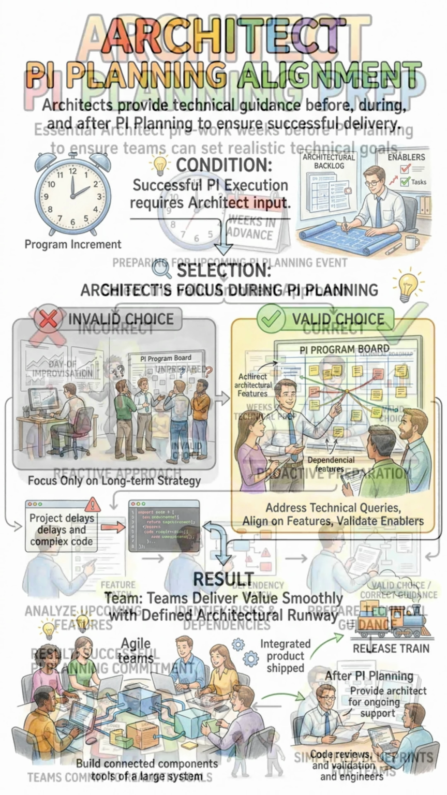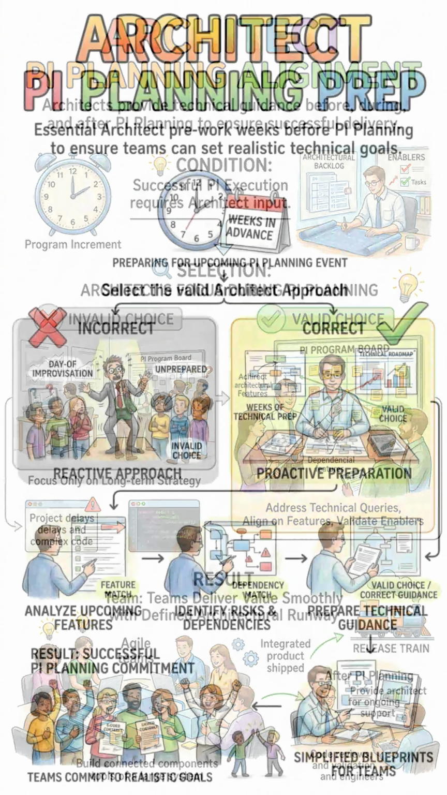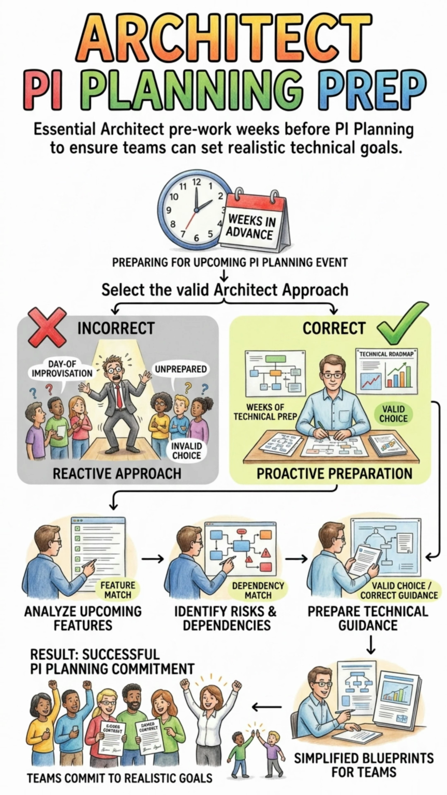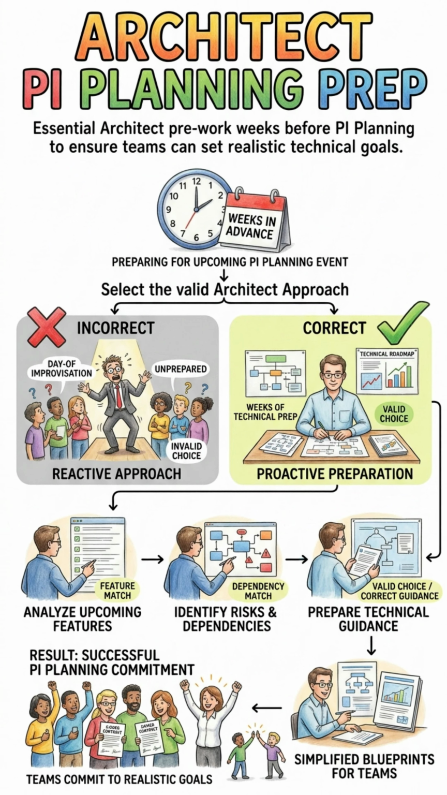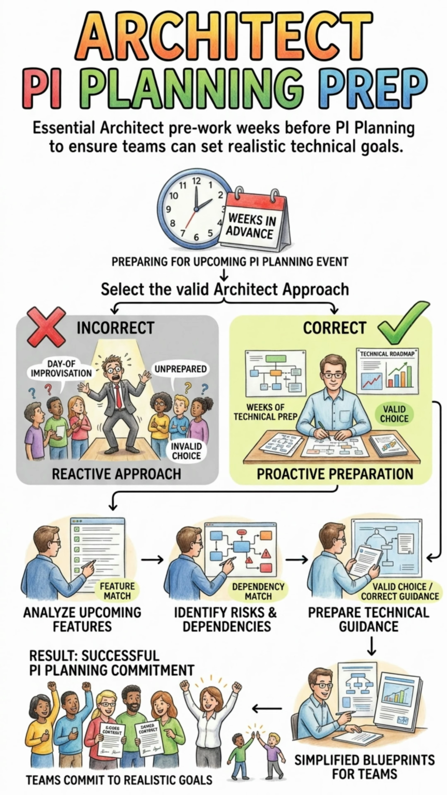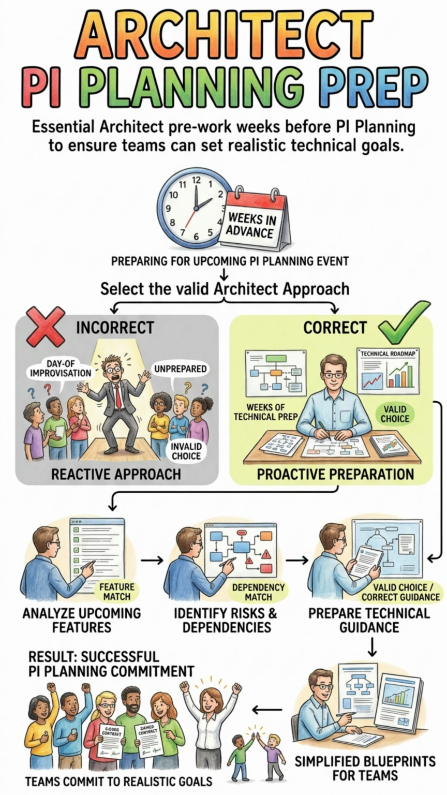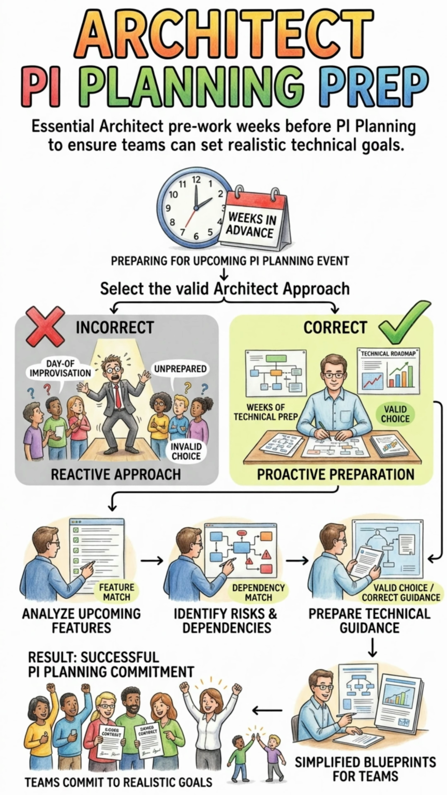PI planning is a cadence-based event that brings all the teams on an Agile release train together to plan their work for the next 8 to 12 weeks. As a SAFe architect, you do not just show up on the day of the event and improvise. Your work begins weeks in advance during a phase called PI planning preparation. The exam will heavily test your understanding of how proactive preparation ensures the teams can actually commit to realistic technical goals.